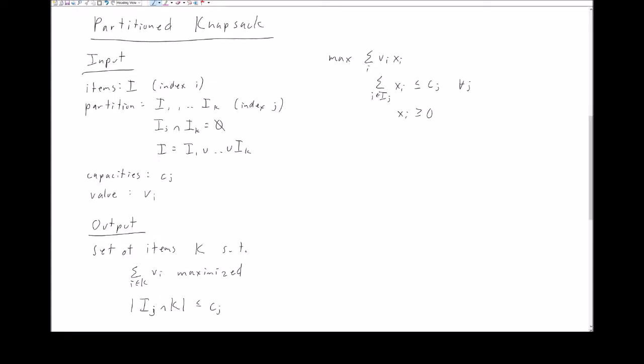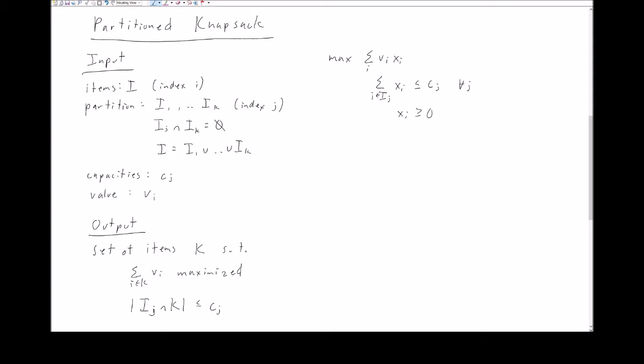The power of totally unimodular matrices comes from the fact that we can model so many problems as an integer program with a totally unimodular matrix. We've discussed the knapsack problem at length. Now we can make a generalization of it called the partition knapsack problem.